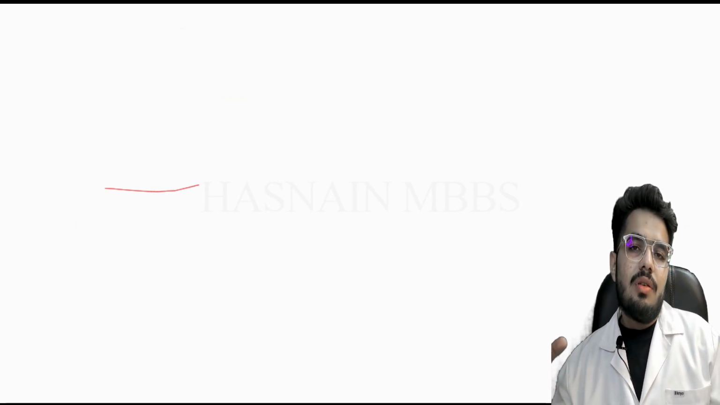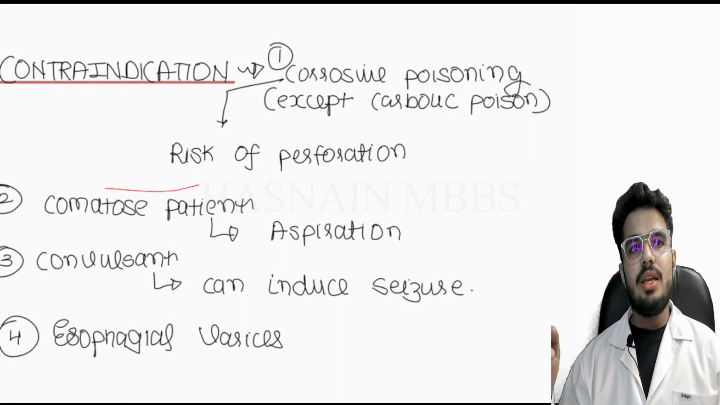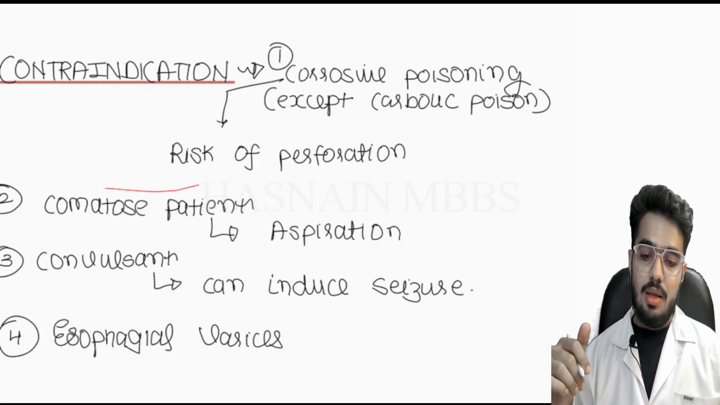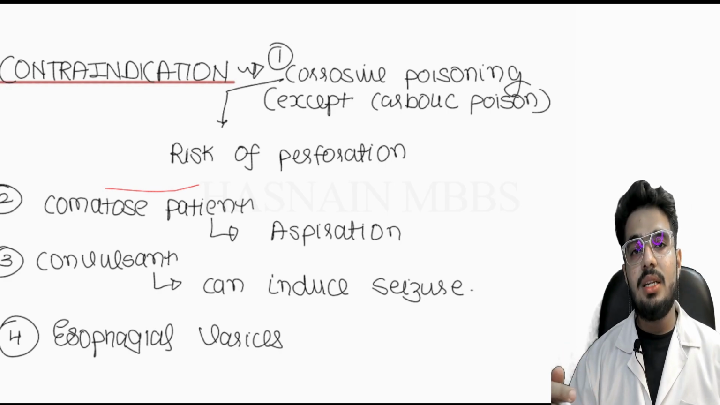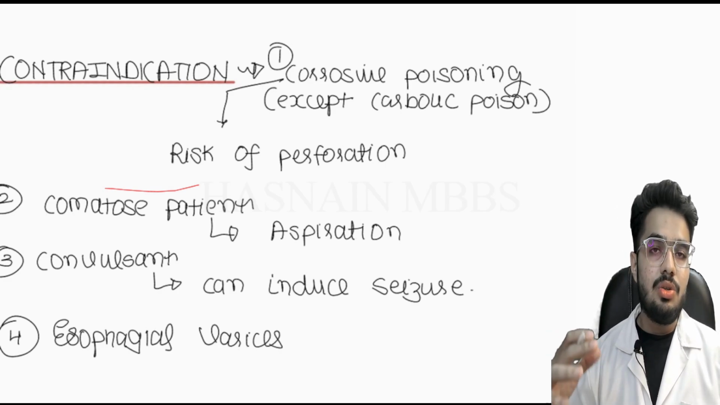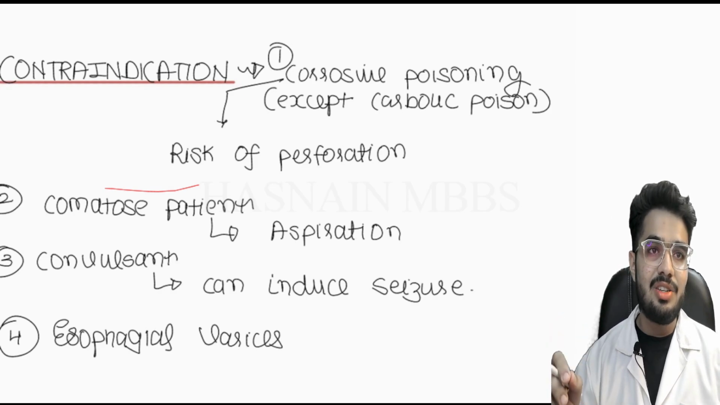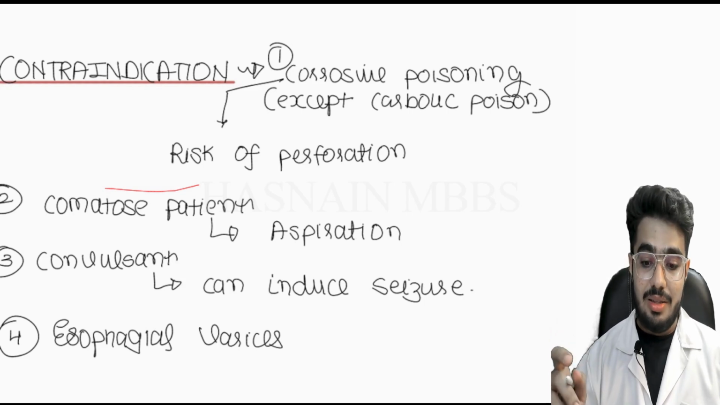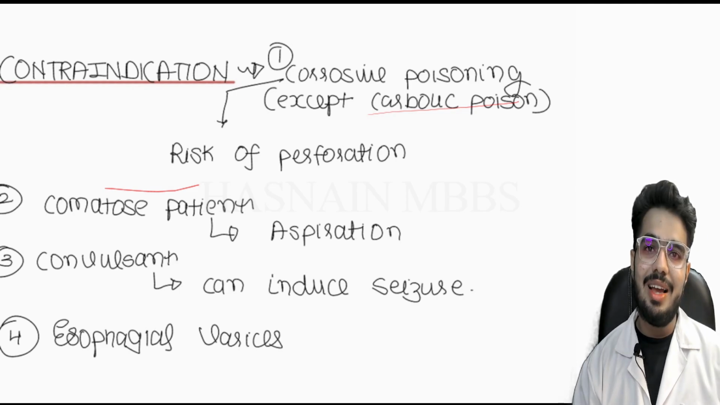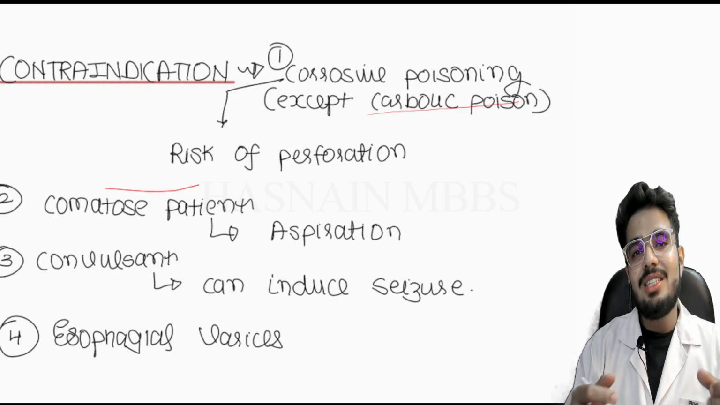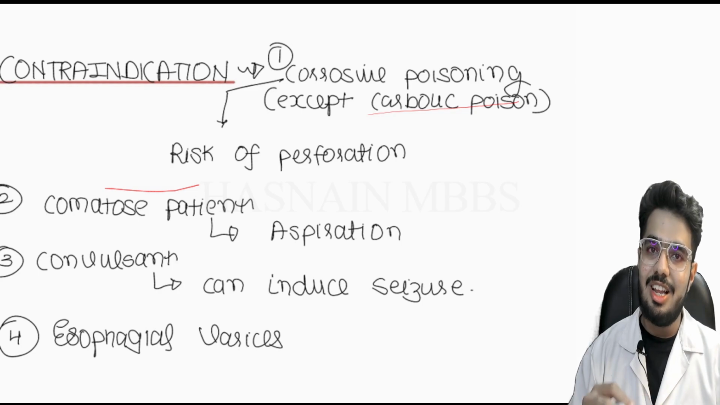So what are the contraindications in doing gastric lavage? First is corrosive poisoning. Because in corrosive poisoning, there is a risk of perforation. As we have already studied in our first lecture, there are poisons that cause changes in the stomach mucosa. So in corrosive poisoning, there is a high risk of perforation, so we can't do gastric lavage. There is one exception, carbolic acid. In our previous lecture, we mentioned that carbolic acid causes leathery stomach mucosa, so there is less risk of perforation, so we can perform gastric lavage.